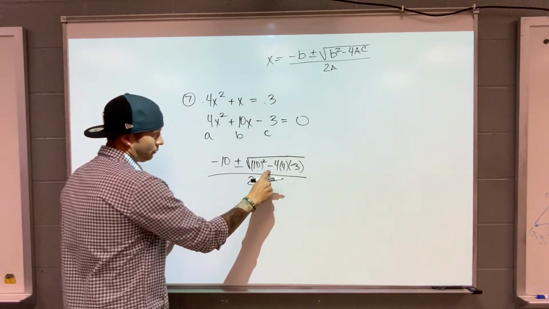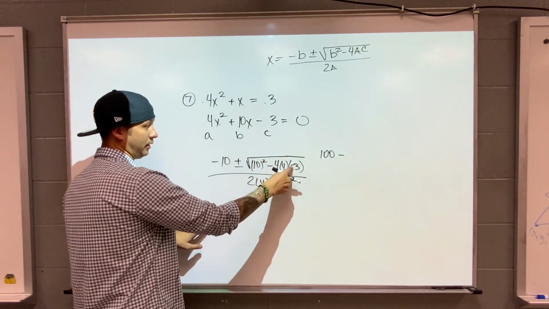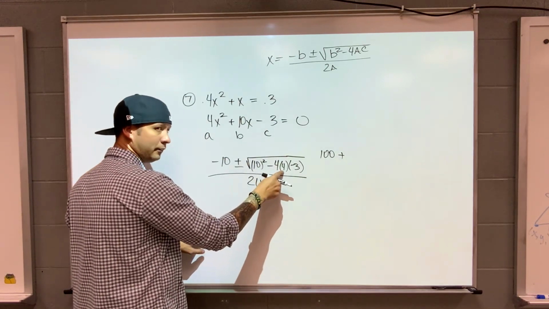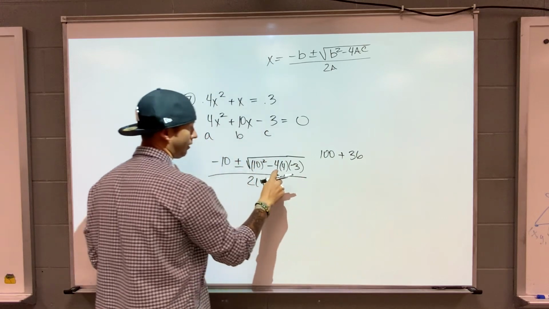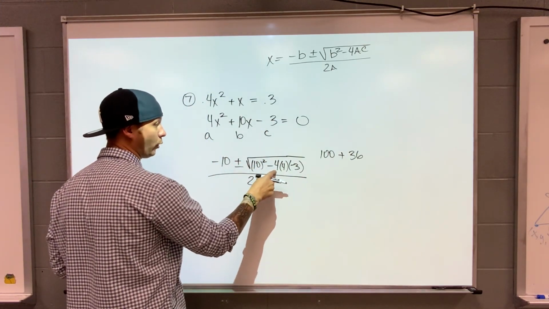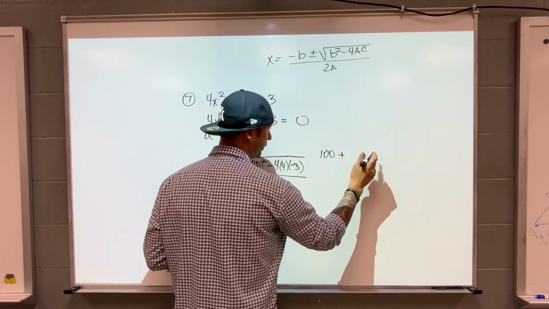Checking the discriminant, we have 100 minus, here's the negative, so it's going to make that a plus. 4 times 4 is 12, times 3, 36. Right, 16, oh wait, 4 times 3 is 12. 12 times 4 would be 48.